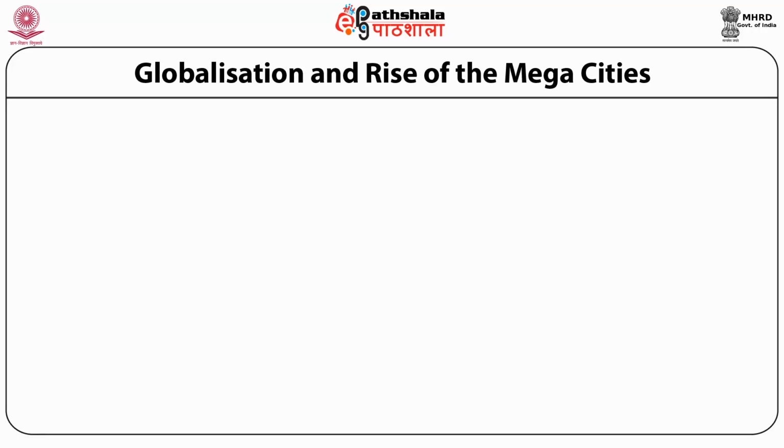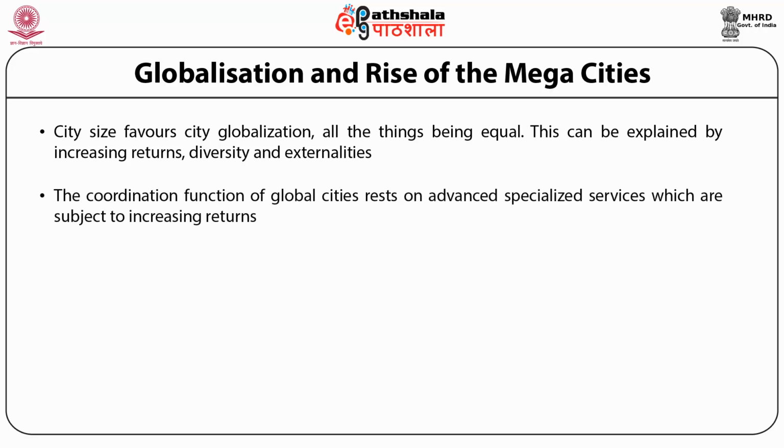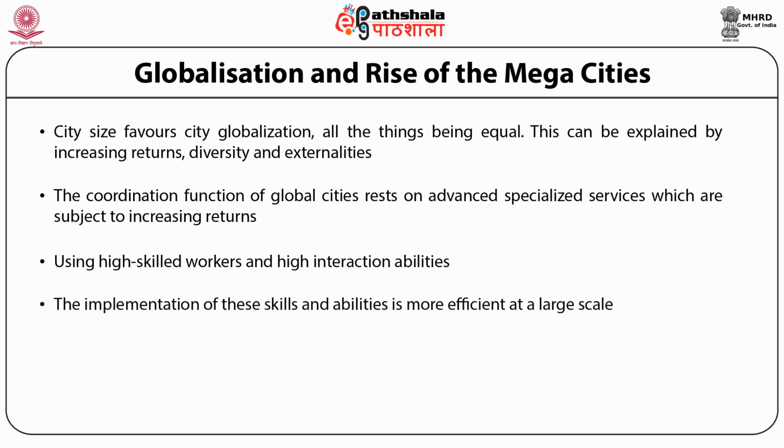From the economics of cities, it can be expected that city size favors city globalization, all things being equal. This can be explained by increasing returns, diversity, and externalities. The coordination function of global cities rests on advanced specialized services which are subject to increasing returns. They are using high-skilled workers and high interaction abilities. The implementation of these skills and abilities is more efficient at a large scale.